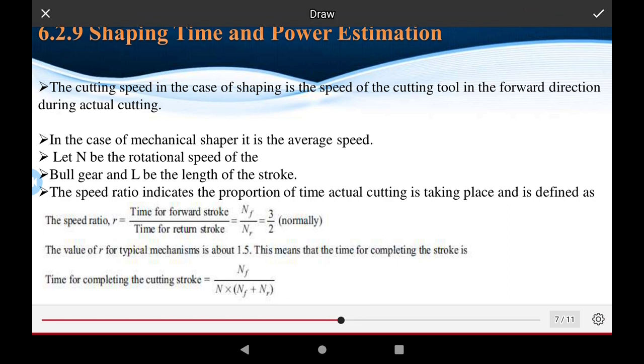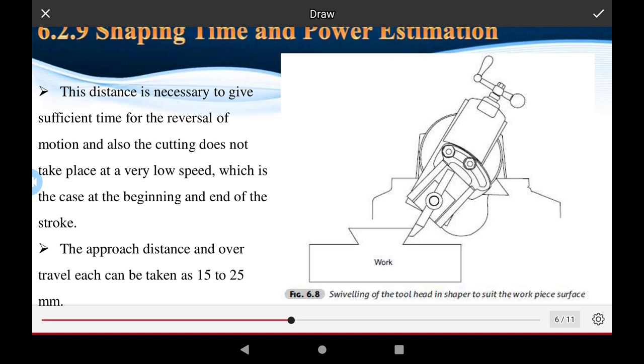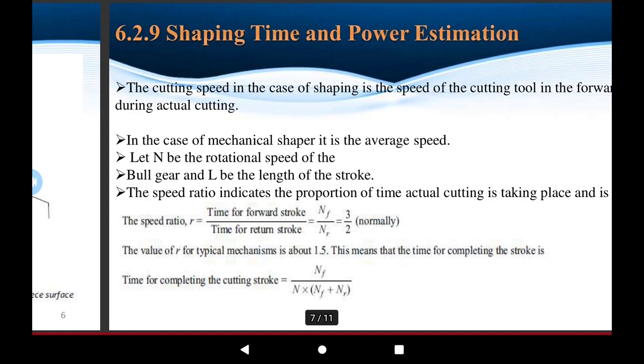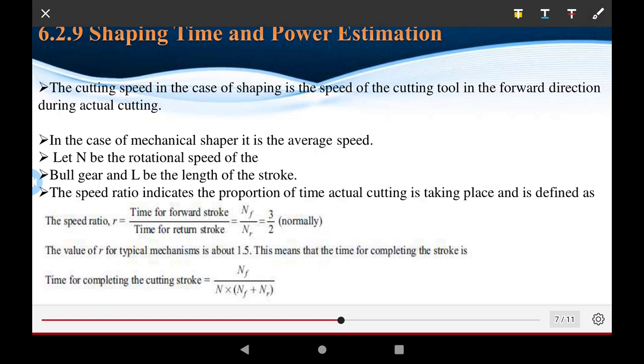The time for completing the cutting stroke is NF upon N into NF plus NR. This formula is also present for the time consumed, okay, this is the time required for the operations of the machines, and some of the power is discussed for the operation. The time for completing the cutting stroke is NF upon N into NF plus NR. This is the formula for completing the cutting stroke, okay.